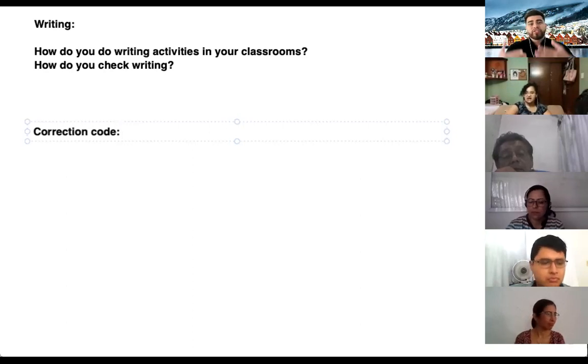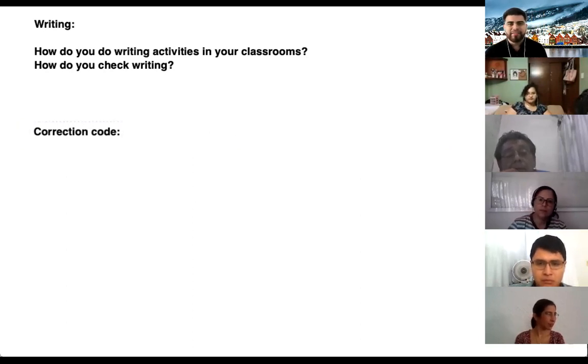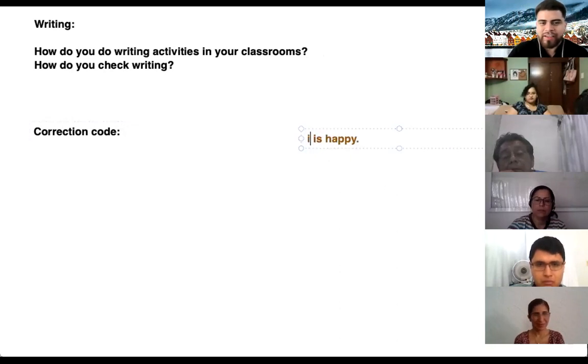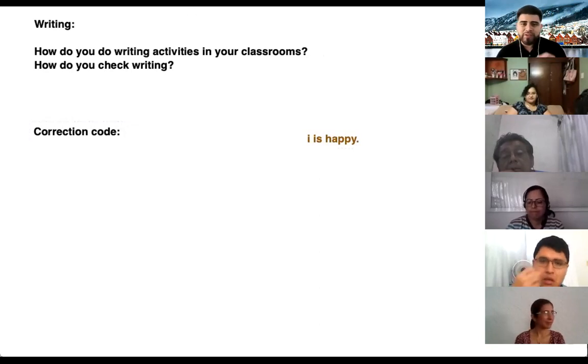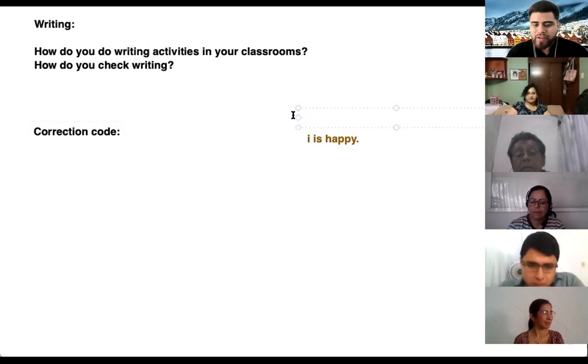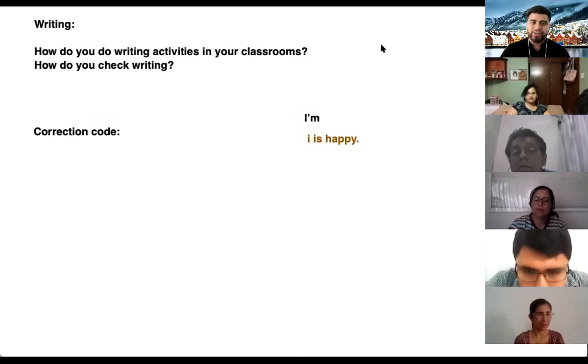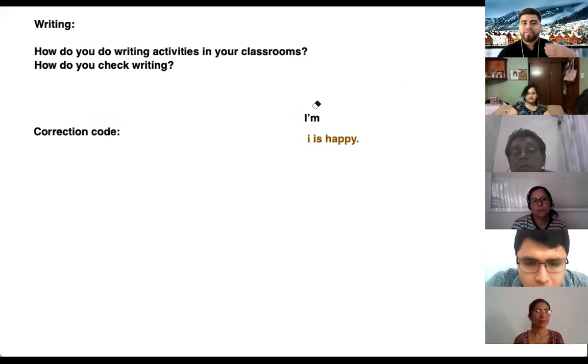Well, whenever students give you their writing and they write something like, let's talk about beginners, because this applies to anything, "I is happy." Or how about this, with the little i: "i is happy." They write something like this. The worst thing you can do is correct it for them. No, it's not "I is," it's "I'm." Don't do that. Don't correct it for them. That doesn't give them any room to improve. You're basically saying, here, it's like this, it's not like that.